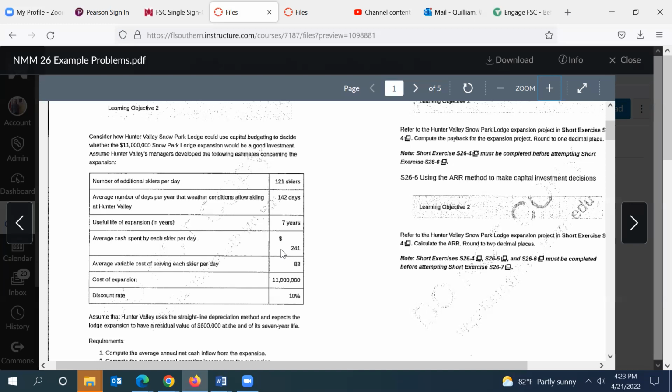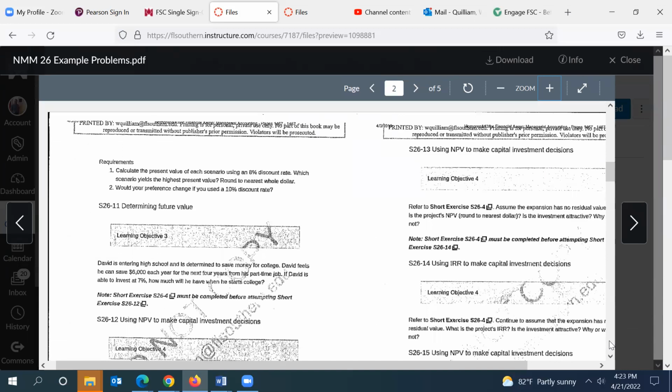So we'll see the number coming up in just a moment, but we've already computed it. To remind ourselves, useful life of the expansion, 7 years, and cost of the expansion, again, 11 million. We have a discount rate here of 10%. Well, that's like an interest rate. It's the minimum rate of return the management wishes to earn. So we'll work with that too.